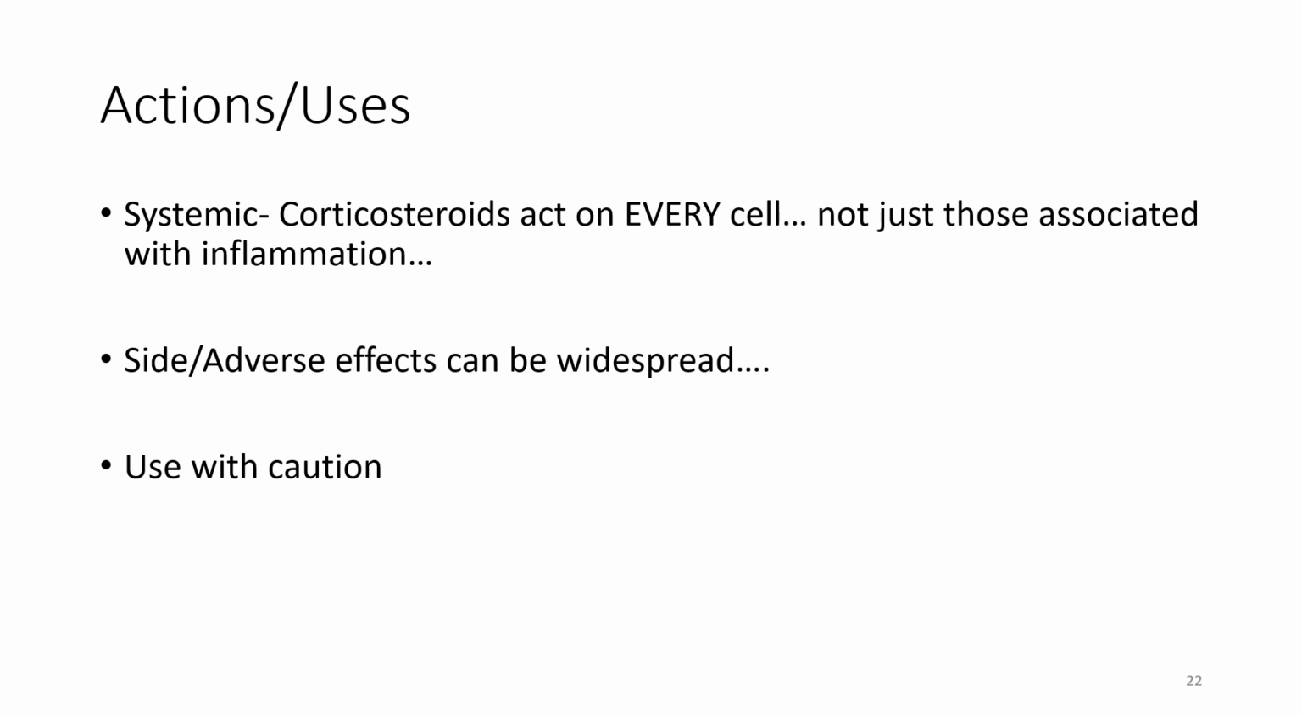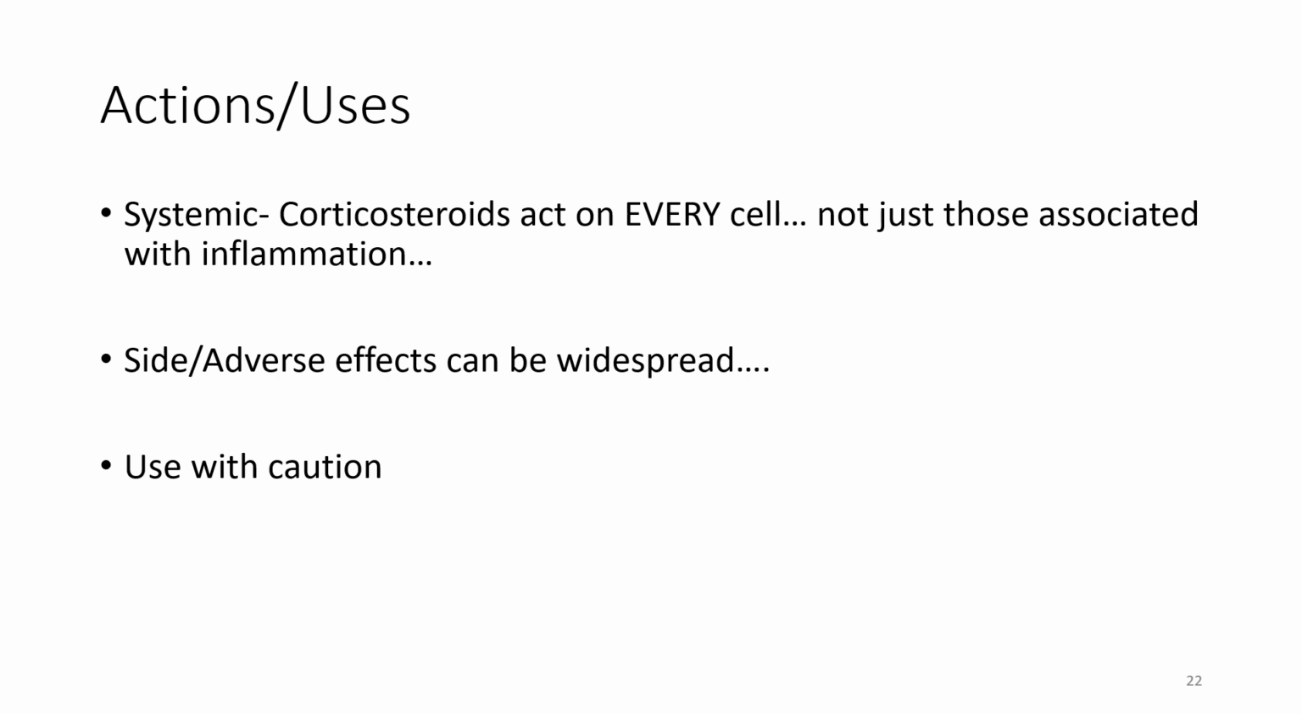So, actions and uses. The action of corticosteroids is systemic, meaning it doesn't just go to one site and work its magic and that's it. It means your whole body is affected. Any cell in your body can be affected by the use of corticosteroids, okay? Not just a site of inflammation, okay? So with that being said, your side effects and your adverse effects can be widespread.